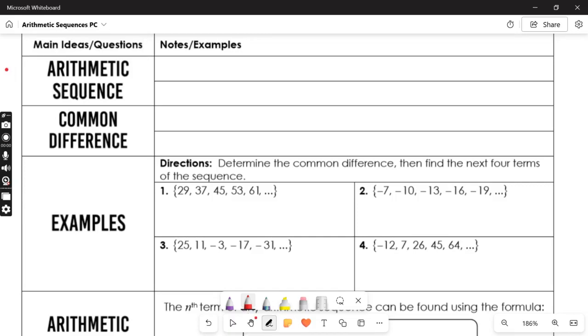Today we're going to talk about arithmetic sequences. You might have heard of them before, maybe not, and that's okay.